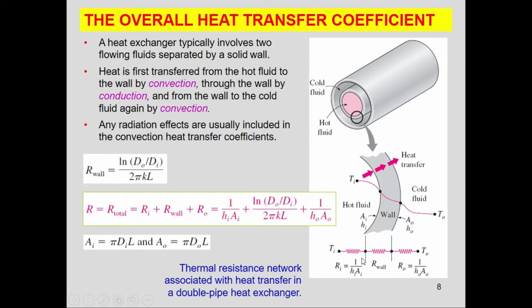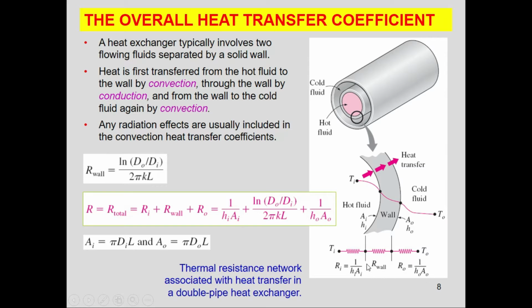So the resistance of each phase is connected with the convective heat transfer coefficient multiplied by its area, right? So Ai is the inner surface area of the inner tube, and hi is the convective heat transfer coefficient, and this is the resistance of the wall, right? And Ro is the outer resistance, which is inversely proportional to the product of the convective heat transfer coefficient and the outer surface area.